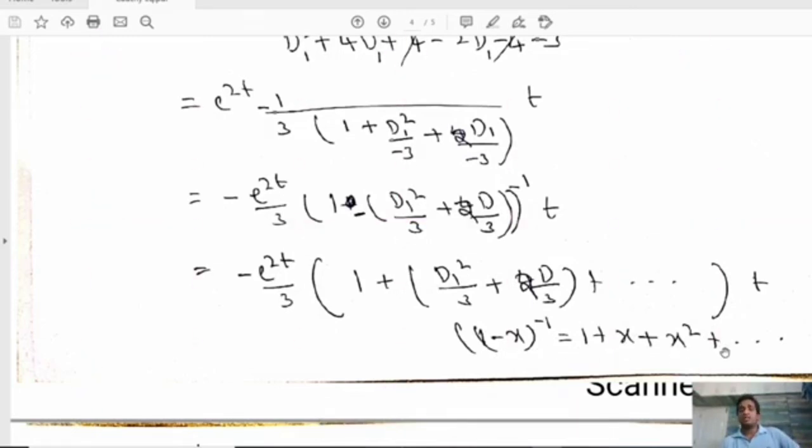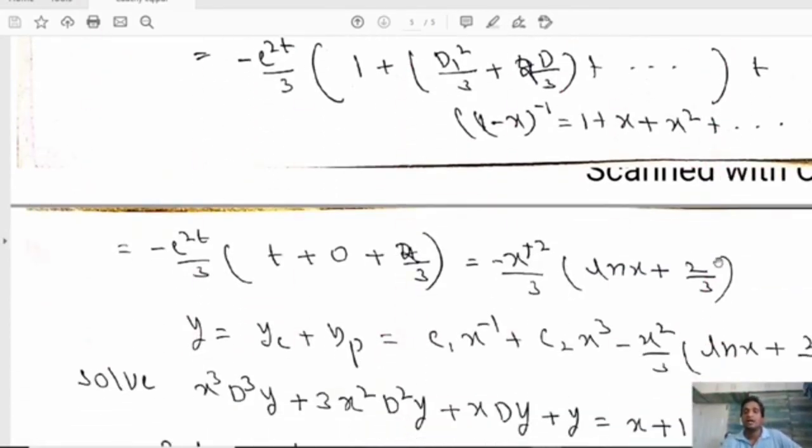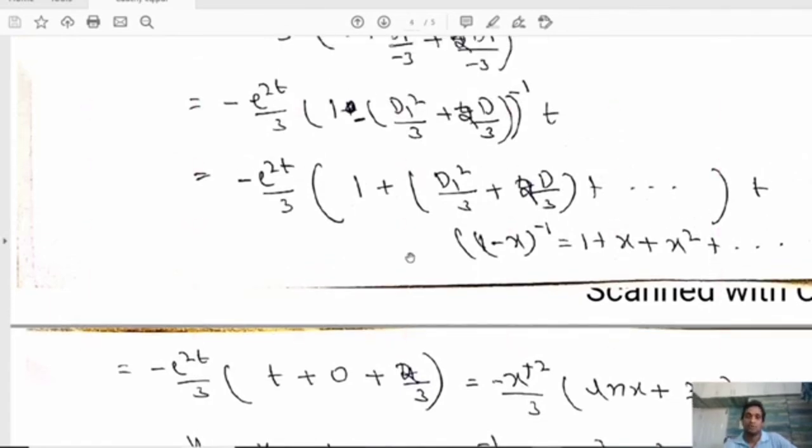No need to write all these terms. See, why? Because here D1 square means derivative two times. If you differentiate t two times, it becomes 0. So we'll write only D terms. We don't write the D square terms. So if I expand this one, D1 square by 3 plus 2D1 by 3, the whole square term we will get, but we are not writing it.